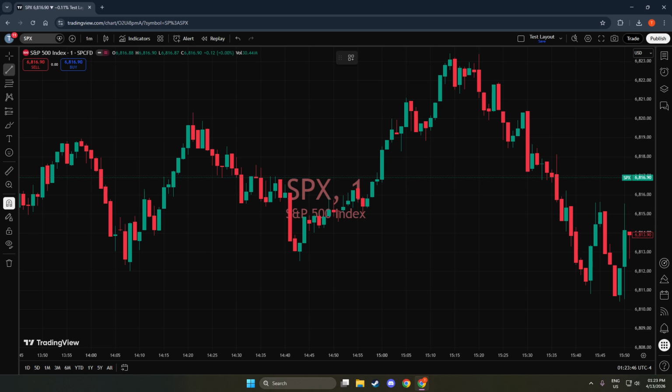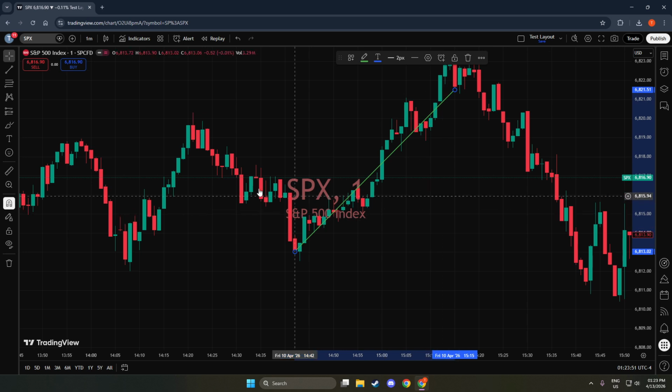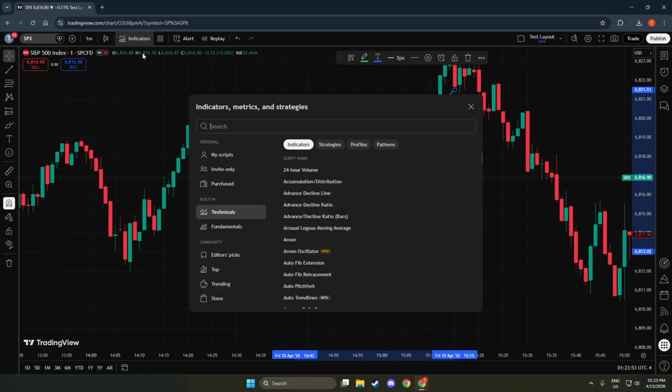Now add one or two indicators to confirm what price is already showing you. Go to the Indicators menu at the top and add an EMA, the exponential moving average. It smooths price and helps you see the trend at a glance. Many traders use a medium or long EMA to gauge whether price is generally above in an uptrend or below in a downtrend. Next, add the RSI, the Relative Strength Index.